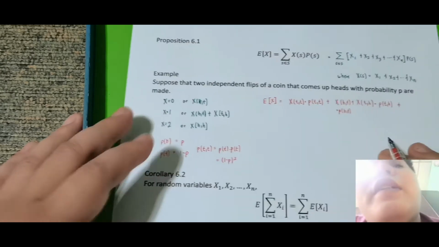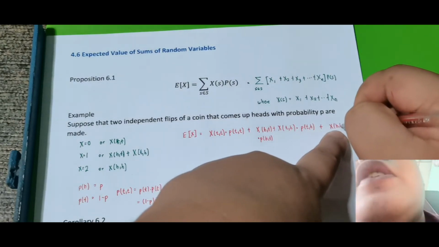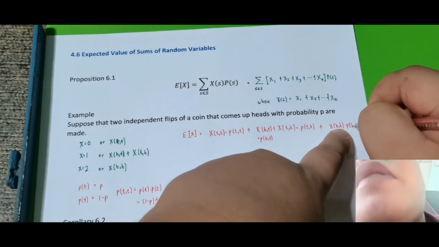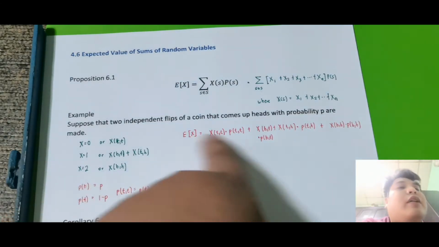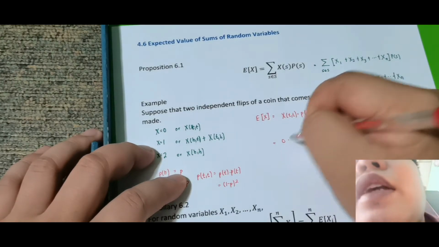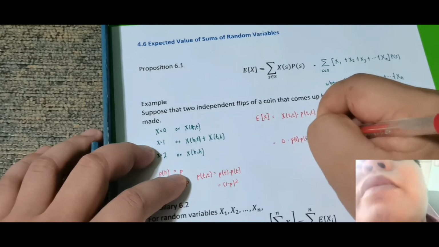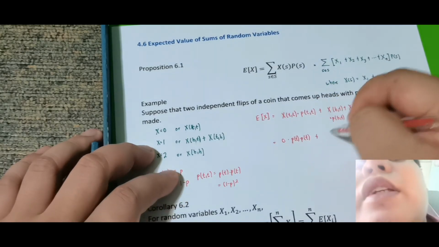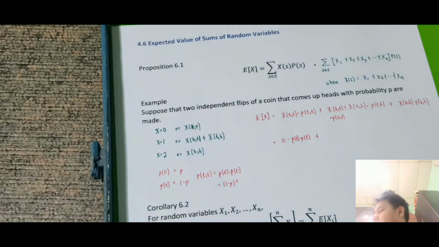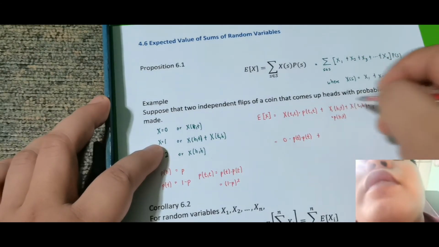Okay, then lastly plus x of h comma h times the probability of h comma h. Okay, so again minu-multiply ko sila lahat. So note that x of t comma t is 0 times probability of t times probability of t, plus x of h comma t. This is just equal sa 1 times 1. So x of h comma t, this is 1, kasi 1 lang talaga sa totally.